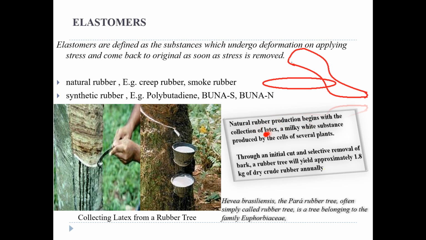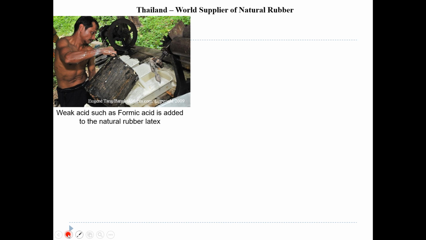So natural rubber is prepared. The production begins by collecting the latex, the milky white substance produced from the plants. And initially there is a cut made and that white substance just oozes out. So you just have to collect it properly. Okay. So once that is collected, now let's see the different steps. This is how it is processed naturally.